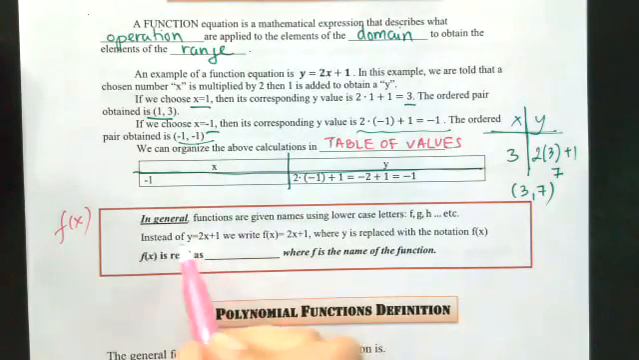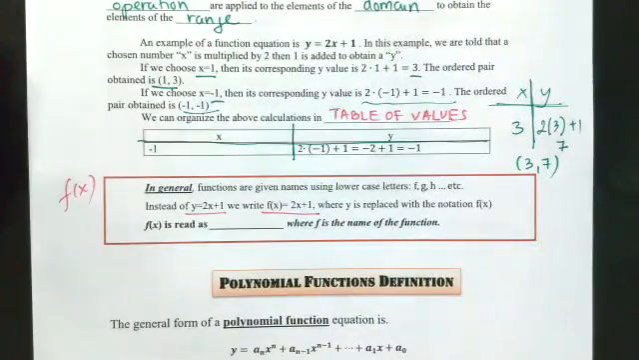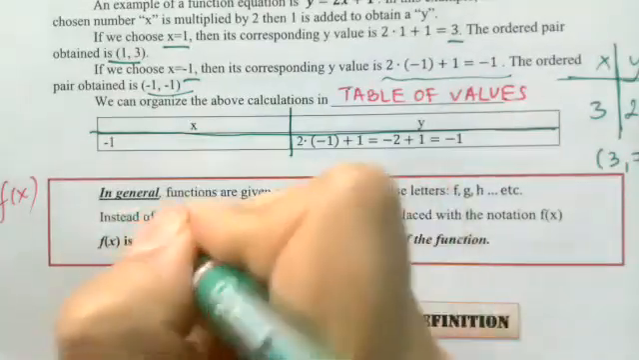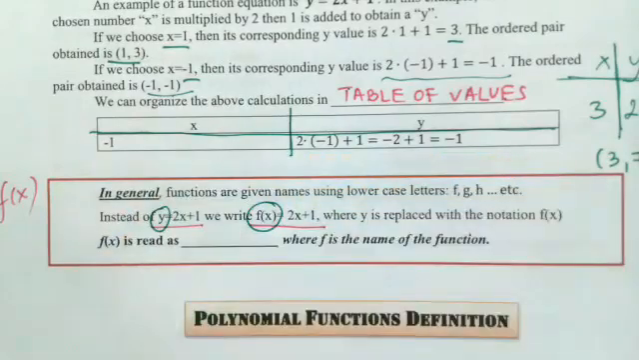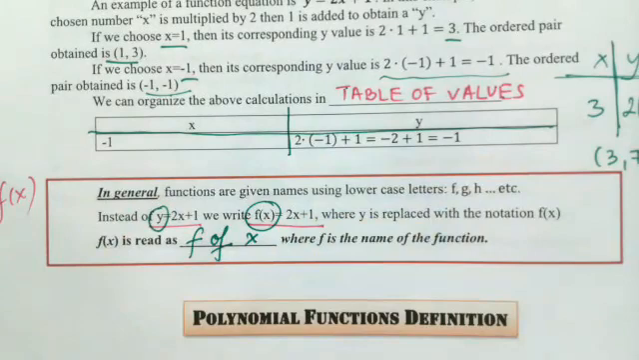So instead of writing y equals 2x plus 1, a lot of the time we prefer to write it with this notation, f of x equals 2x plus 1. And notice the relationship. Notice how y is replaced with the notation f of x, because this notation names the function as well. f of x is read as "f of x." It's not f times x. It's just notation.